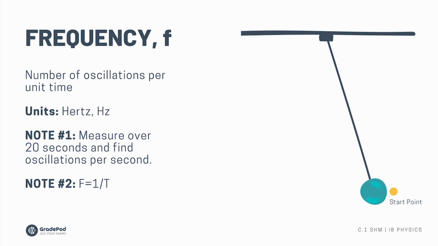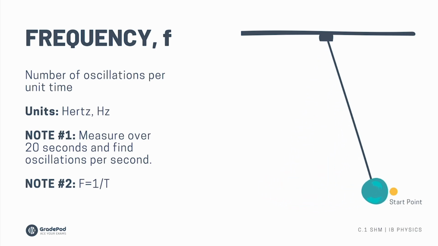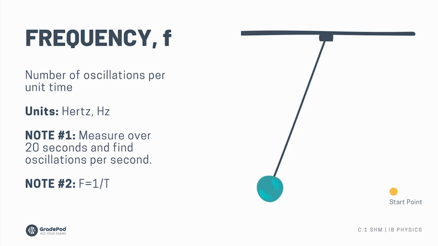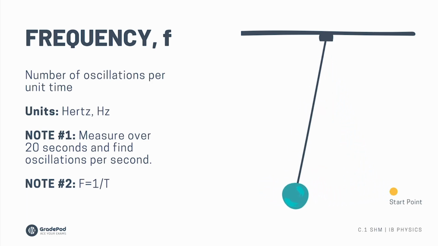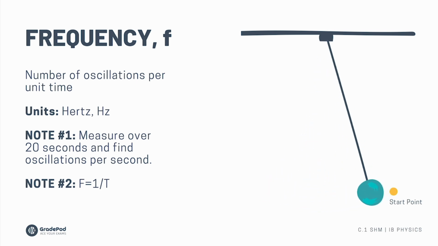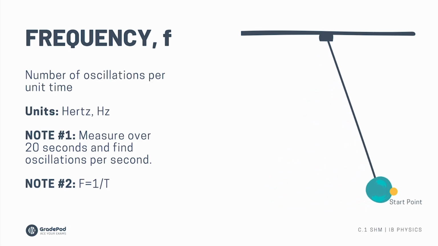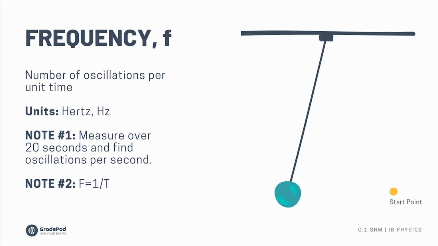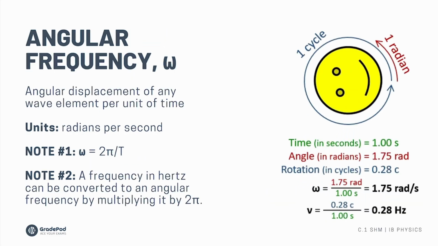That means that 1 oscillation takes 4 seconds, and the number of oscillations per second is a quarter. So the frequency of this is 0.25 hertz. Another way, and we kind of did it in the example there, another way to find frequency is to take the reciprocal of the time period, or 1 divided by time period. So if we know the time period is 4, then the frequency is 1 divided by 4, which is 0.25 hertz.